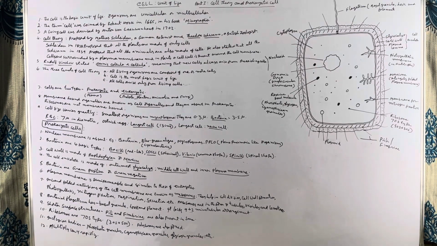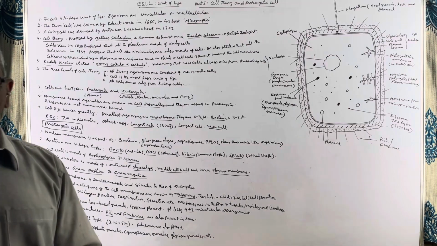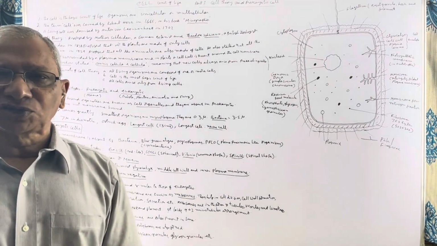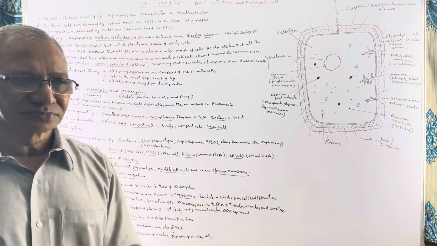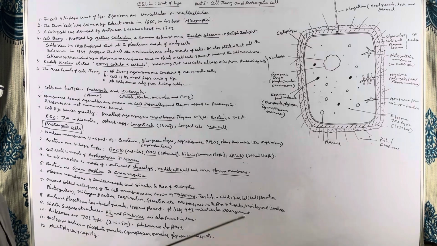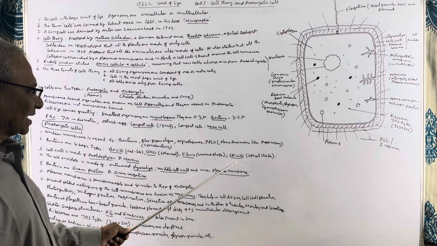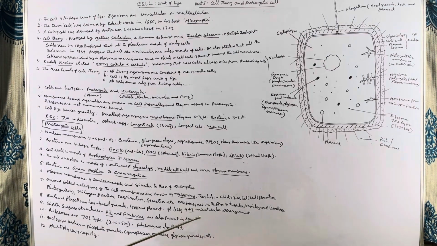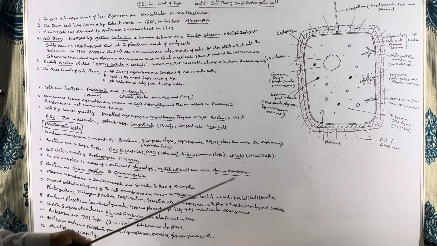Then, based upon the shape of the cell, the bacteria are classified into 4 categories. These 4 categories are bacilli, these are rod-shaped bacteria. Cocci, these are spherical bacteria. Vibrios, comma-shaped bacteria. Spirilla, spiral-shaped bacteria. In this way, based upon their shape, bacteria are 4 types: bacilli, cocci, vibrios, and spirilla.